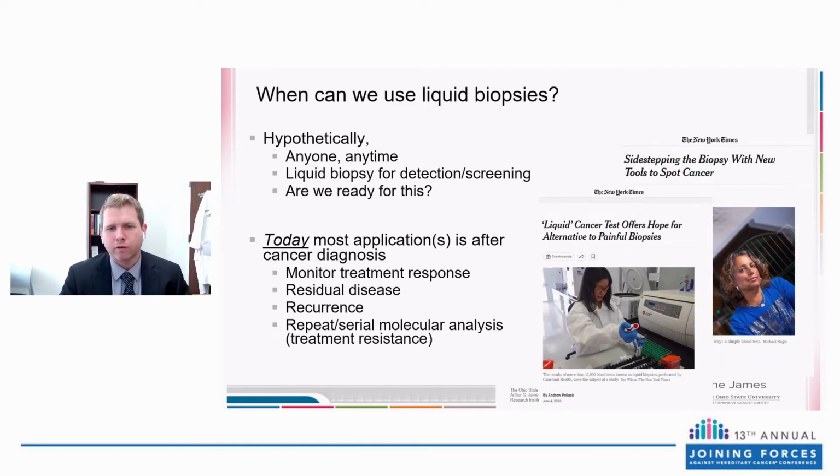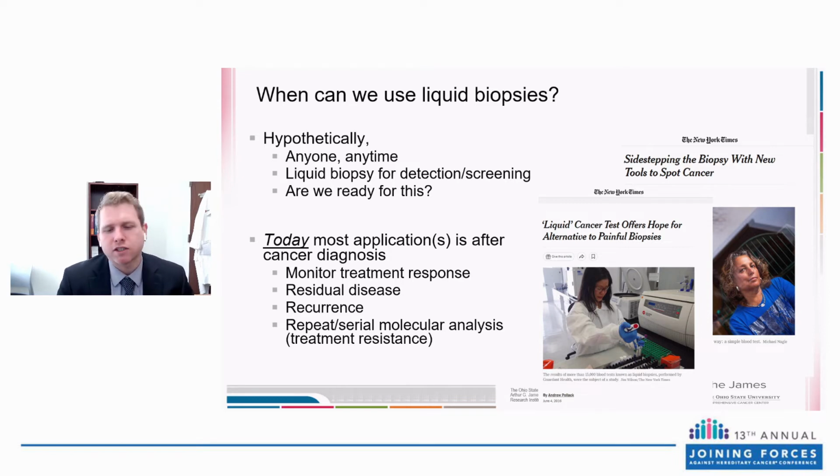So when can we use liquid biopsies? And hypothetically, anyone, anytime could get a liquid biopsy, a blood test, send it off to a lab, and screen for cancer types, right? So this is the concept of liquid biopsies for early detection and screening of cancer. The main question that comes up with this is, are we ready for it? And what are we going to be doing with that information once it starts coming to us?